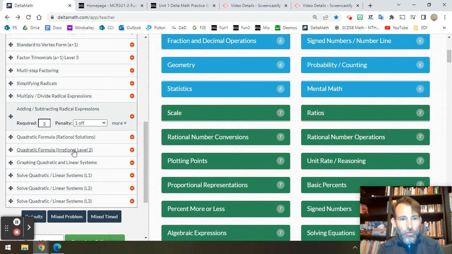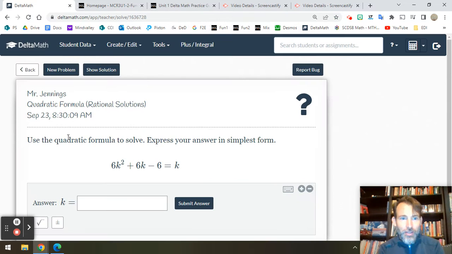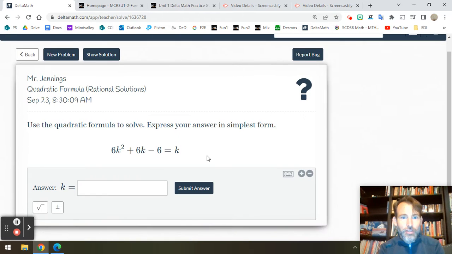Now we're looking at a quadratic formula where we get to rational solutions or irrationals. There are times where we're going to have to simplify some of our radicals here, so there is a new dimension to this practice. If we're looking at this situation where we have 6k squared plus 6k minus 6 equals k, and we want to solve for k. Okay, we recognize that this is a quadratic equation in k because it has a k squared, and we just need to simplify, then apply the quadratic formula.